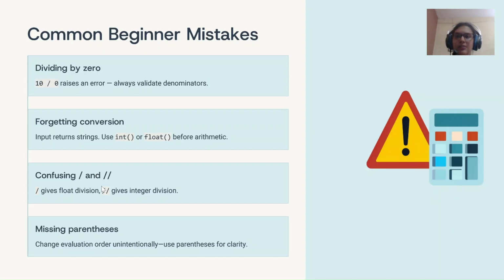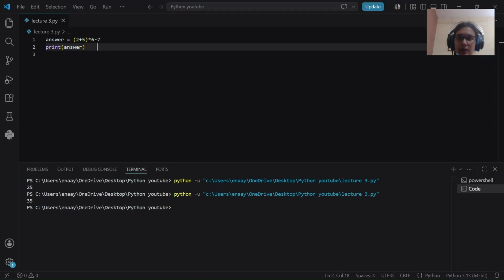Then, yeah, beginners could also confuse the division and the floor division operators, and you could always miss a parenthesis. You have to ensure that you have opened a parenthesis and closed the parenthesis if you're using those. So yeah, division by 0.